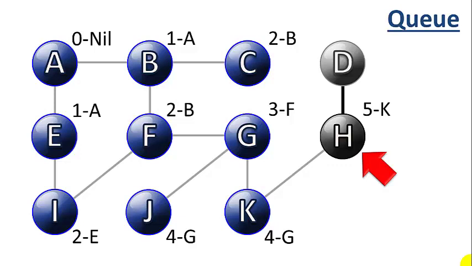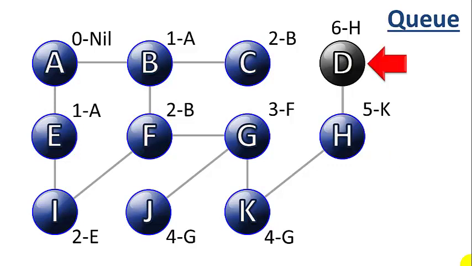H has one outgoing edge to vertex D, so we can paint D black, update its distance from the source to 6 and its predecessor vertex to H, and add D to the Q. Now we're done with H, so we'll paint H blue. We pop D off the Q and visit D. D has nothing there, so we can paint it blue. Now we're done. So that is how breadth first search works.